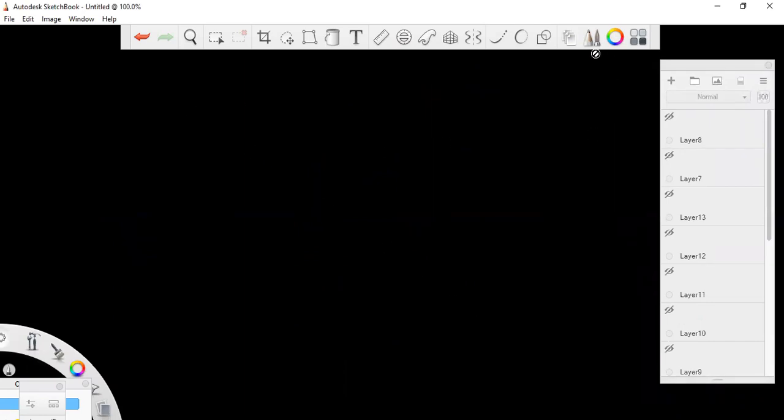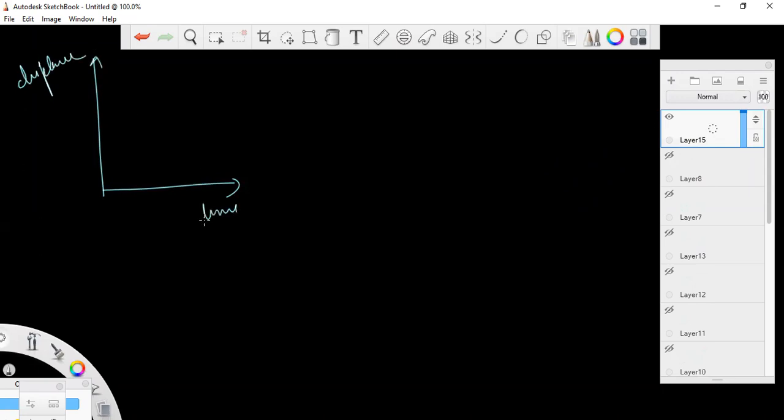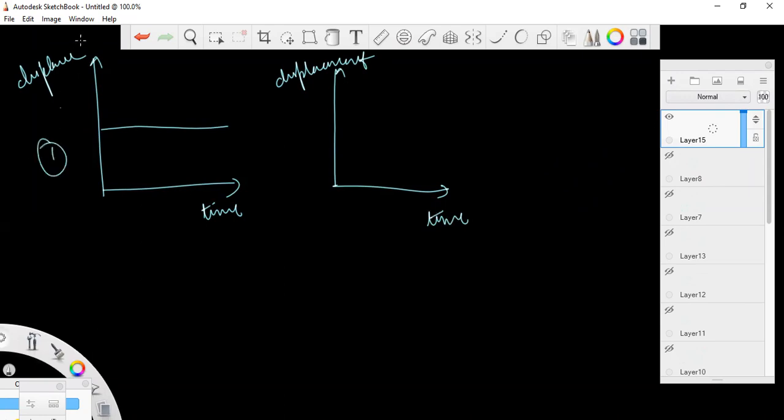Suppose this is one graph given to you. This is a displacement and time graph, and the graph is given like this. What do you understand by this? From the first one, what do you understand? If it's a displacement and time graph and it is given like this one, what does this first graph mean? So the object is at rest. Object is at rest, correct.